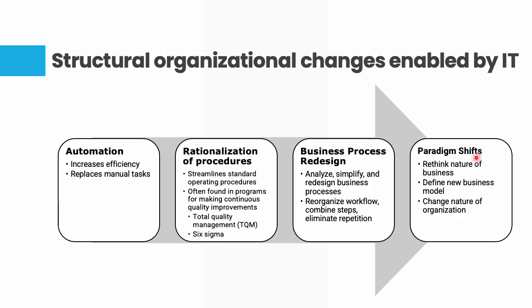Okay, so in summary, information technology allows change to happen on these four levels, from just doing a task faster to completely transforming the entire company.